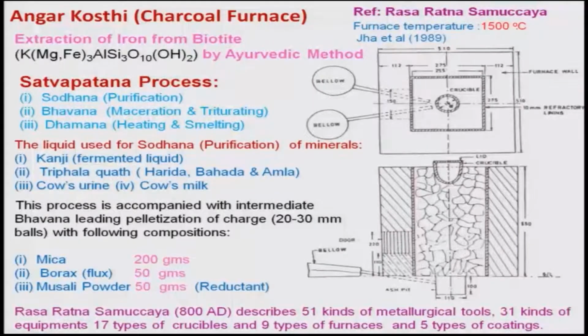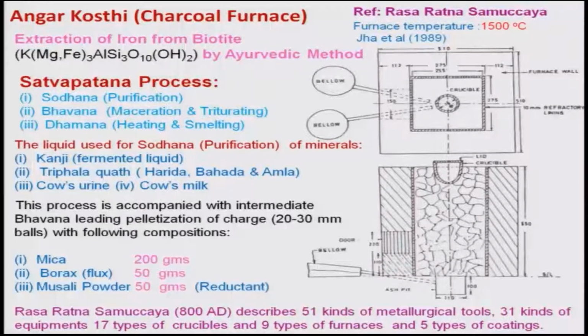In this case, the figure shown here is similar to the earlier one. Bellows will be there with the tuyere, and this is the charge, having coal and other things. Here they will be using a crucible, and this will be charcoal, through which air will come and burn it. Generally this is used for extraction of iron from biotite. The biotite formula is given, and this is basically used for Ayurvedic medicines.